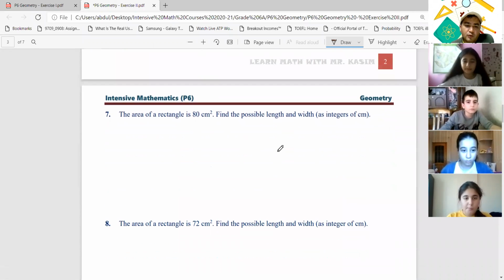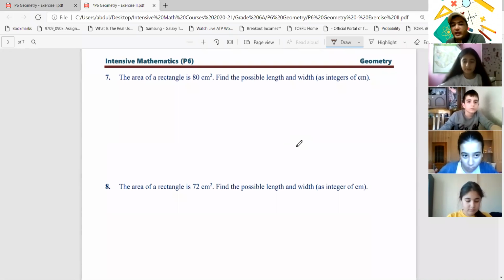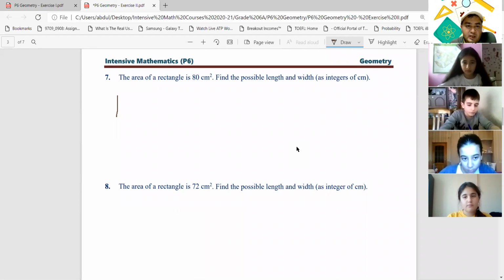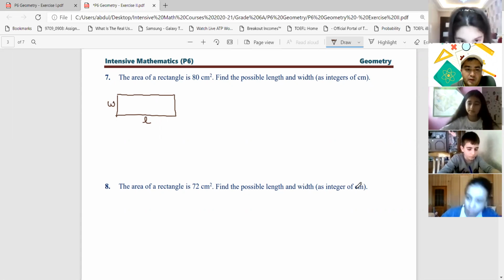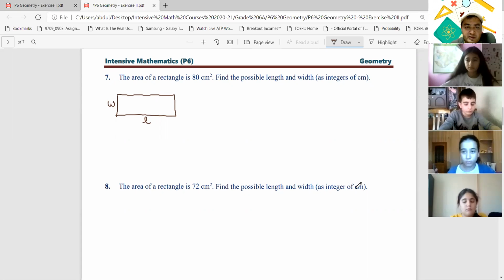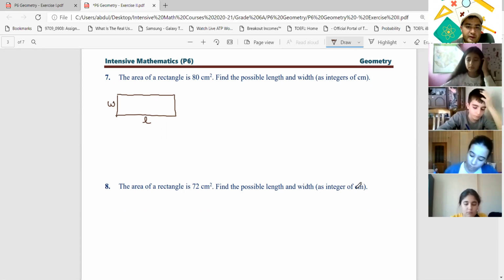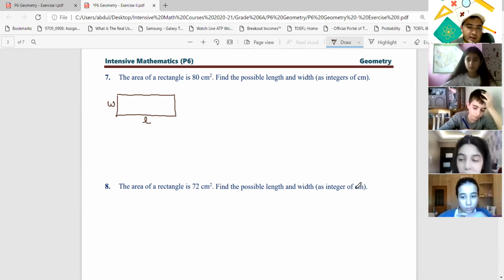Now let's continue with question 7. So the area of a rectangle is 80 square centimeters. Find the possible length and width as integers of centimeters, right? And if you remember with a similar question, usually the longer side of a rectangle is called length, right? The shorter side is called width. Okay, so now when I'm writing this, I have to add this condition: length is always greater than width. So now, what rectangle's area is equal to 80, where W and L must be whole numbers? That integer means here positive integer.